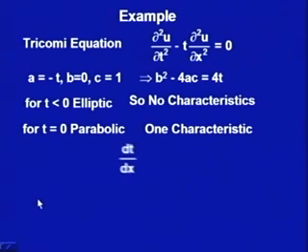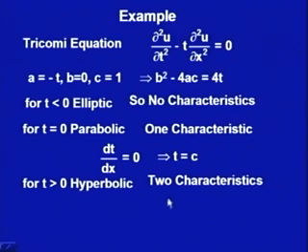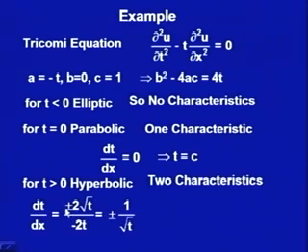and in the case of t equal to 0, the one characteristic we would get is dt by dx is equal to 0, so t is equal to c. And for the case t greater than 0, the equation would be hyperbolic and the characteristic would be given as two characteristics. Here b is 0 and b square minus 4ac is 4t.